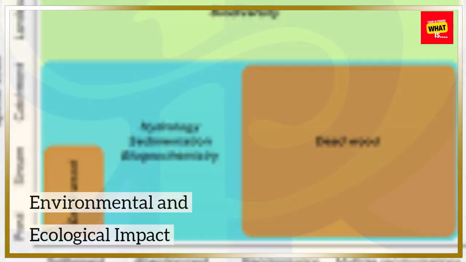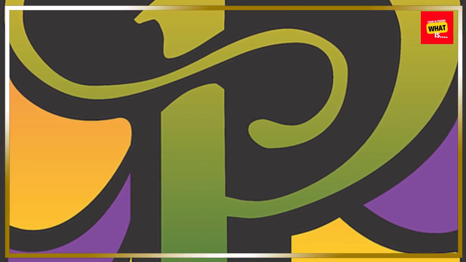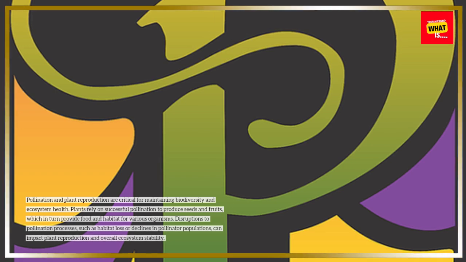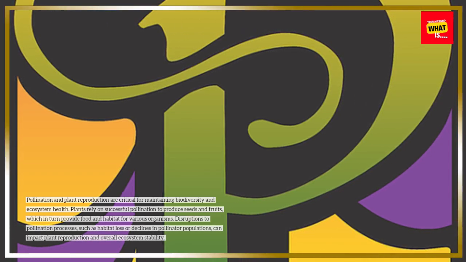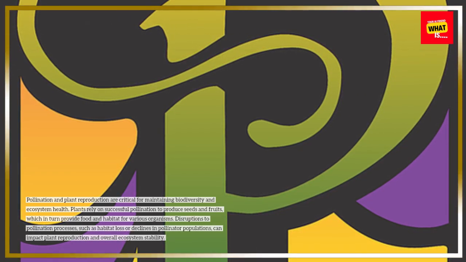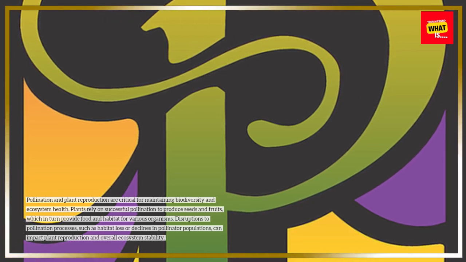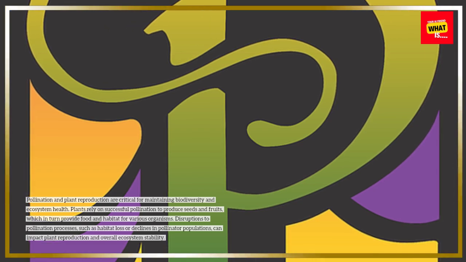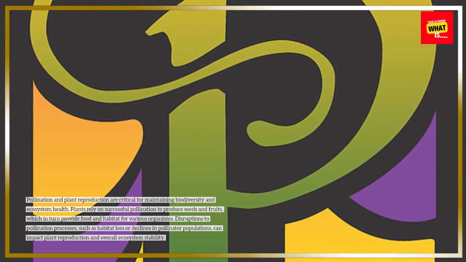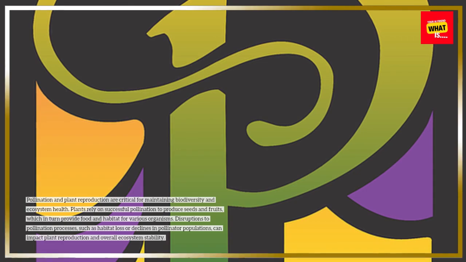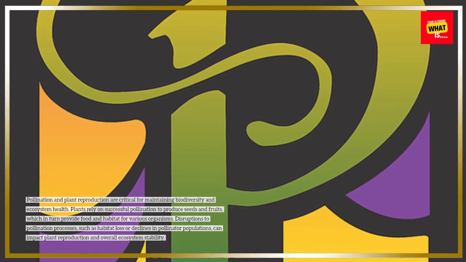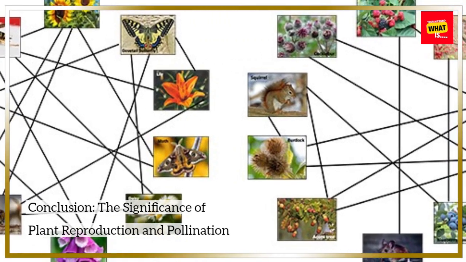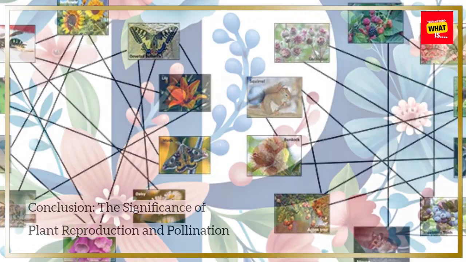Environmental and ecological impact. Pollination and plant reproduction are critical for maintaining biodiversity and ecosystem health. Plants rely on successful pollination to produce seeds and fruits, which in turn provide food and habitat for various organisms. Disruptions to pollination processes, such as habitat loss or declines in pollinator populations, can impact plant reproduction and overall ecosystem stability. Conclusion. The significance of plant reproduction and pollination.